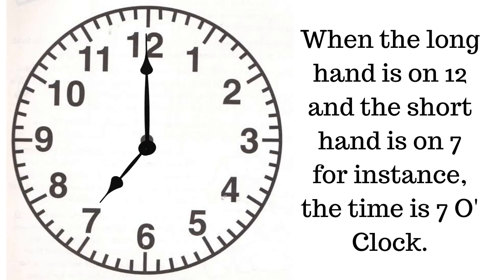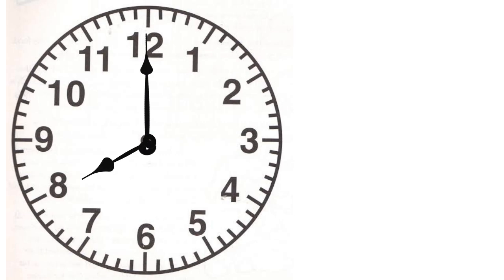When the long hand is on 12 and the short hand is on 7, as seen in the picture, the time is 7 o'clock. Anytime we have the long hand at 12 and the hour hand pointing at any other number, the time is that number o'clock. So we have 8 o'clock, 9 o'clock, 10 o'clock, 11 o'clock, 12 o'clock, 1 o'clock, 2 o'clock, 3 o'clock, 4 o'clock, 5 o'clock, 6 o'clock.